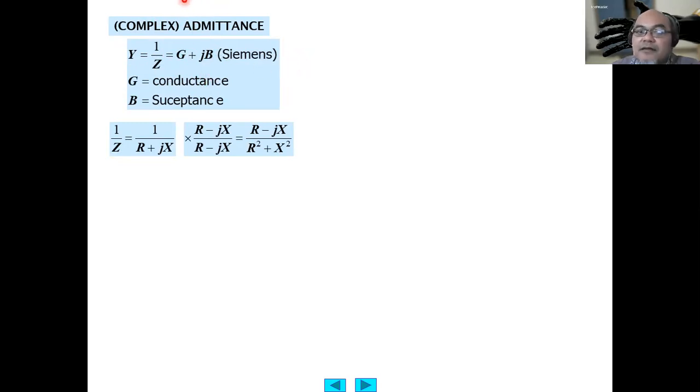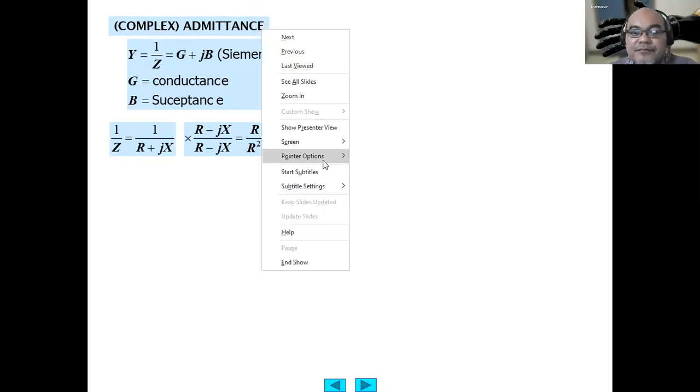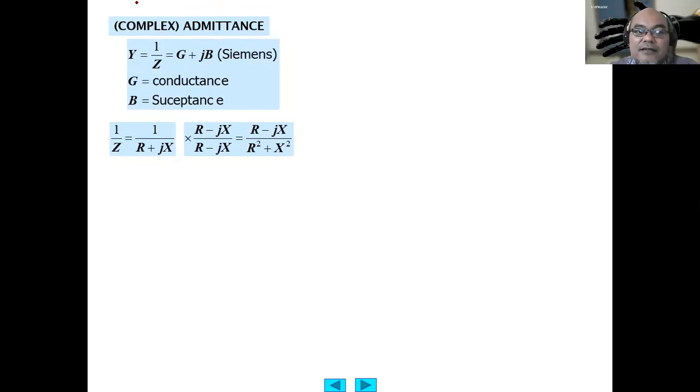While Z, remember, is expressed as R plus jX. In the previous slide, if you remember, or I will just rewrite it here again, Z equals R plus jX.